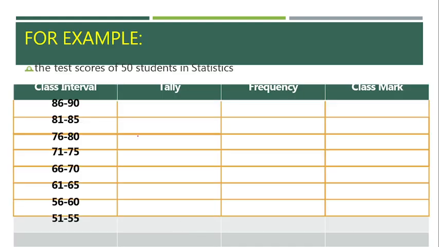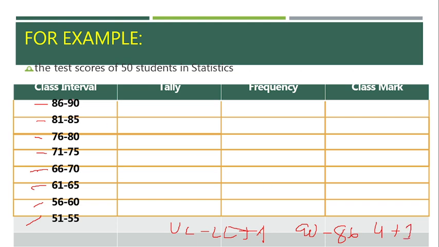And in that sense, if we're going to compute it, how many class intervals a while ago? We were able to have the 8 class intervals. So that is 4, 5, 6, 7, 8. And what is the class size? The formula is upper limit minus lower limit plus 1. Upper limit is what? 90 minus 86. 90 minus 86 is 4 plus 1, that is 5.